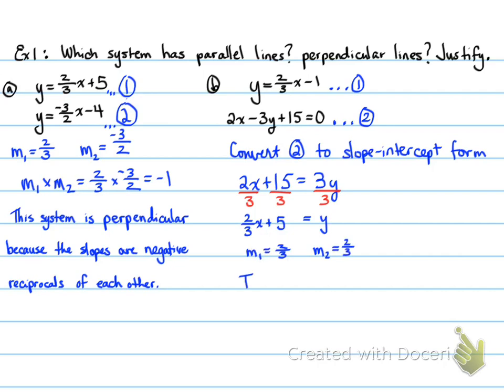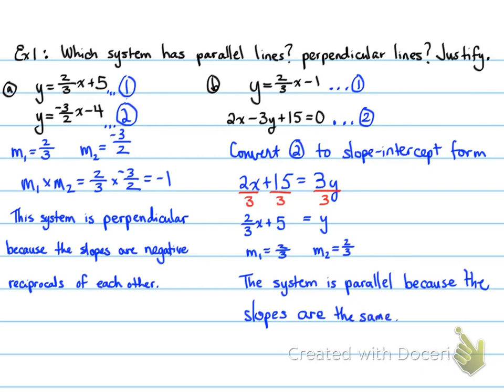And because of that, we found out that m1 is actually equal to m2. What does that tell us about the system? Well, that means that the system is parallel, and that is because the slopes are actually equal to each other. They're the same. m1 equals m2.